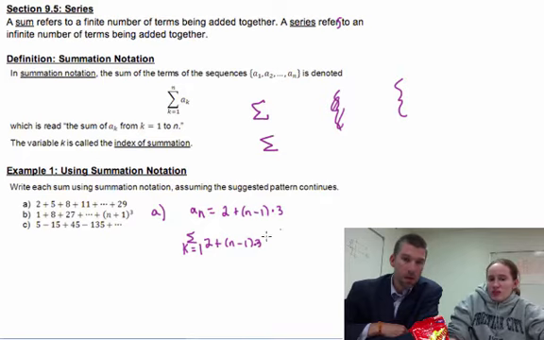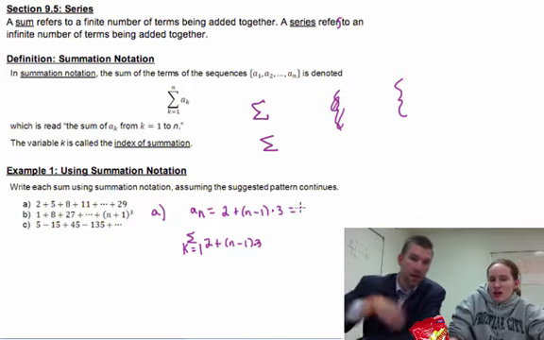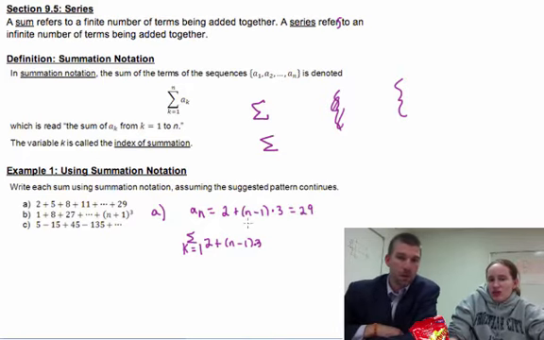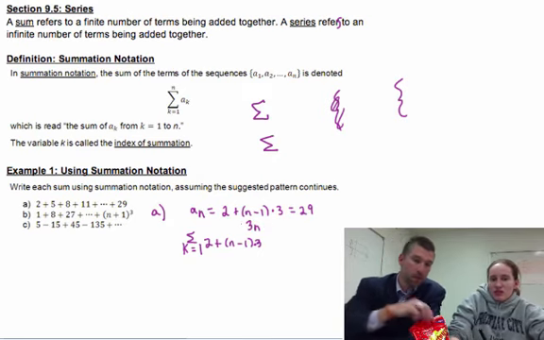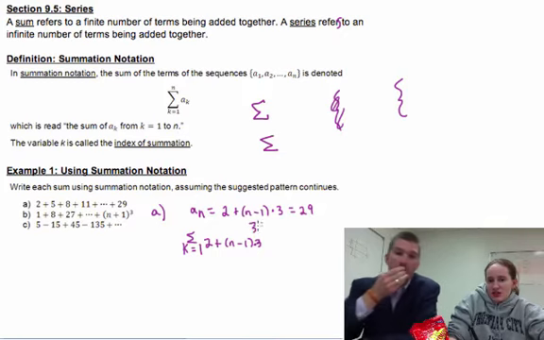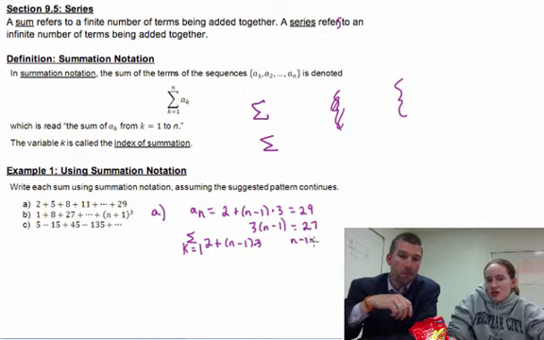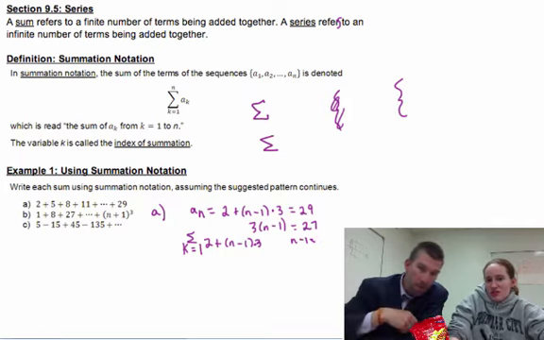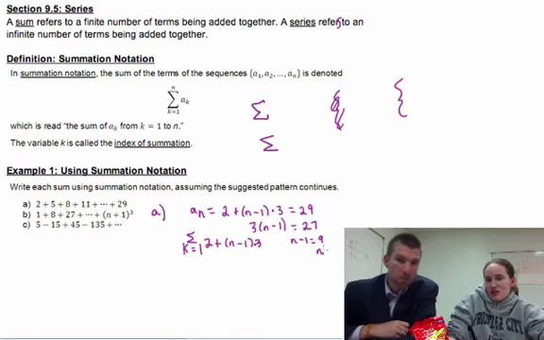But then we have to figure out what number we're ending on for 29. To do that, we set the expression equal to 29 and solve. Subtract the 2 over to get 27. You don't have to distribute the 3; just divide by 3. Add 1 and you get n equals 10. That's the number that goes on top.